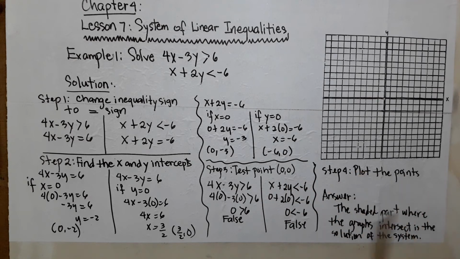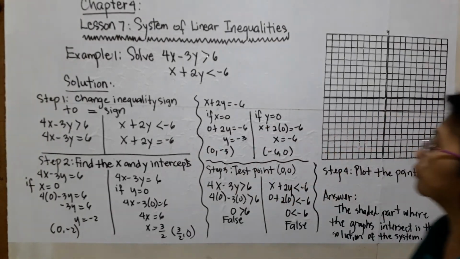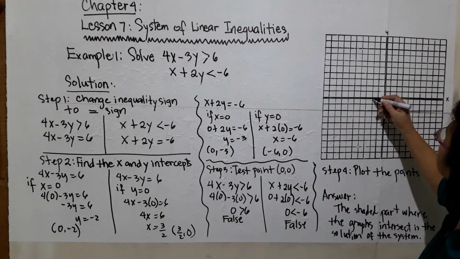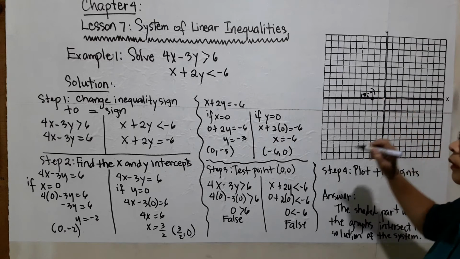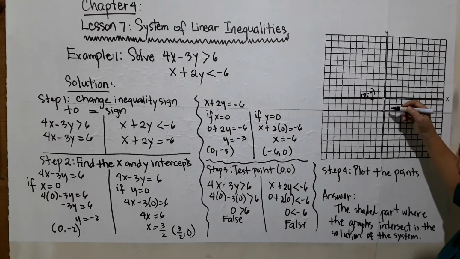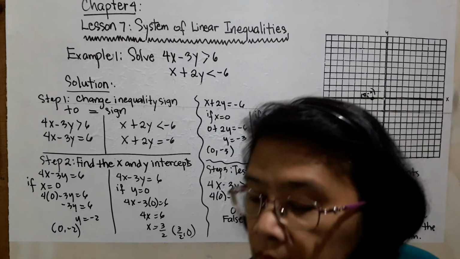Now let us plot the points. So the first one is this one, 0, negative 2. 0, negative 2 is here. So this is 0, negative 2. And the other one, 3/2, 0. 3/2. Wait. I think it's not correct. Wait for a while.